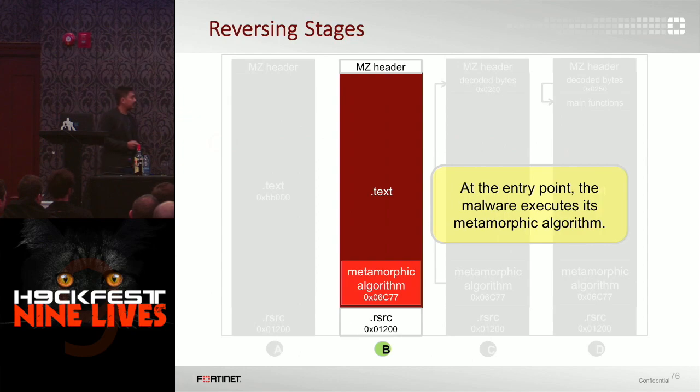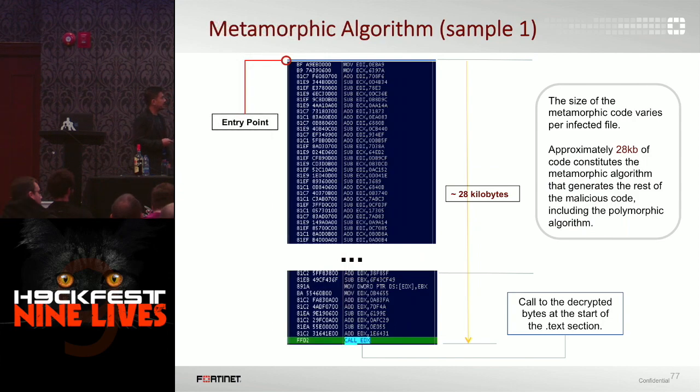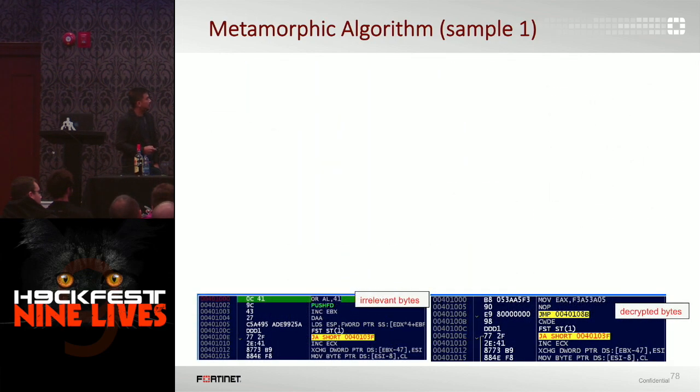So the generated metamorphic algorithm is actually this one, the very first one. We go back to this one. The generated metamorphic algorithm is the very first set of codes being executed once you execute the malware. It changes in size. It is approximately 28 kilobytes long. I compared two samples, which are the same host file, but different sets.